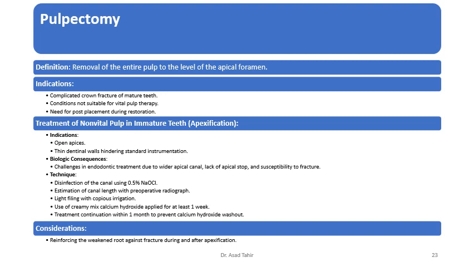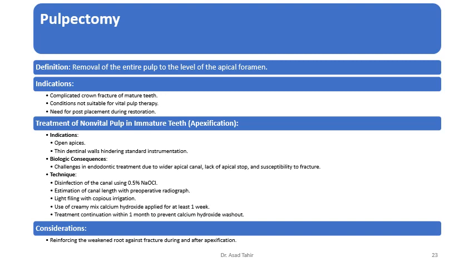Indications: complicated crown fracture of mature teeth. Conditions not suitable for vital pulp therapy. Need for post-placement during restoration. Treatment of non-vital pulp in immature teeth, apexification. Indications: open apices, and thin dentinal walls hindering standard instrumentation.